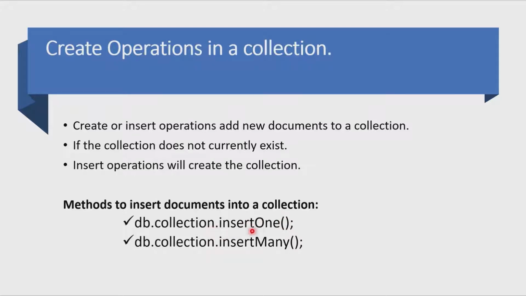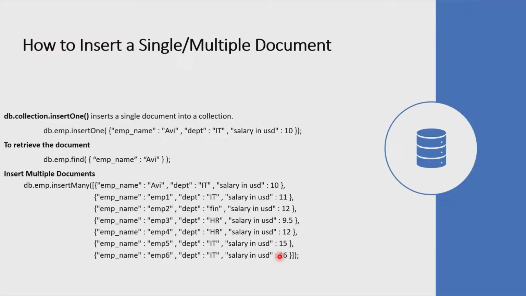So there are two things which are happening. One is the collection, if it is not existing, it will create, and if the document is not there, then it is going to insert one document. Instead of using insertOne, we can use insertMany in case you wanted to insert more than one document at one point of time. So insertOne or insertMany, they are going to create the collection if it doesn't exist, and it is going to insert the document accordingly, whether it is one or many.